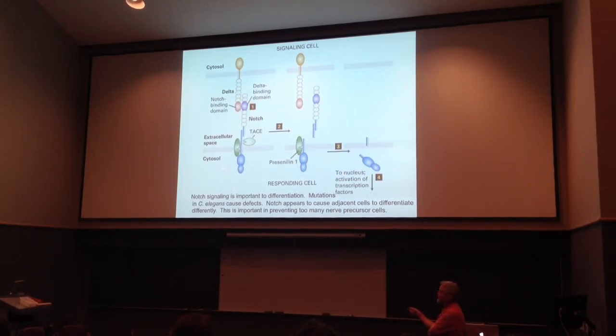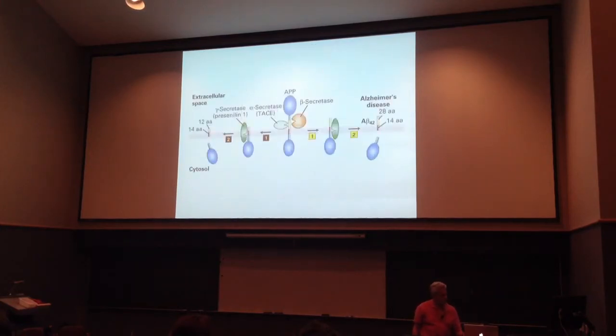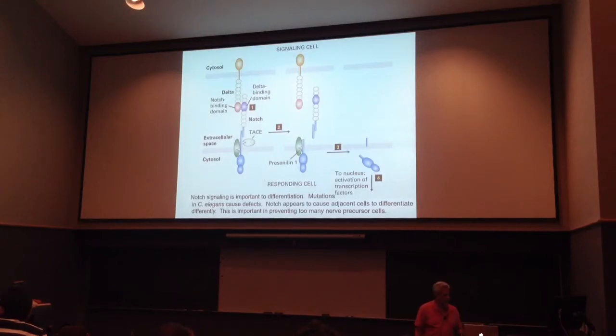So when two cells meet together and their Deltas and their Notches come together like that, it activates the protease. And the protease that's activated, this guy's called TACE. And TACE is similar to, let me show you here, the alpha secretase is called TACE, right? So this is the TACE secretase. So the equivalent of the TACE secretase and presenilin secretase cut and cleave this protein in these two places.